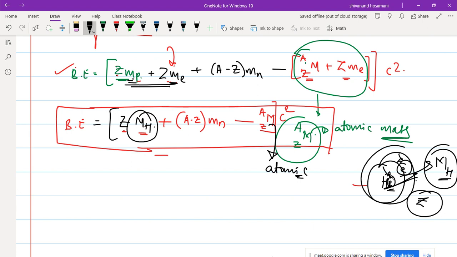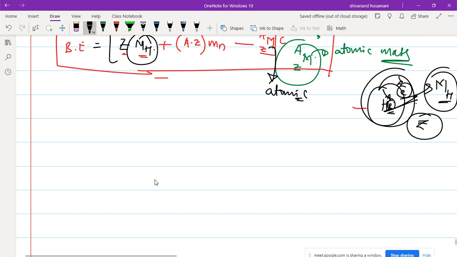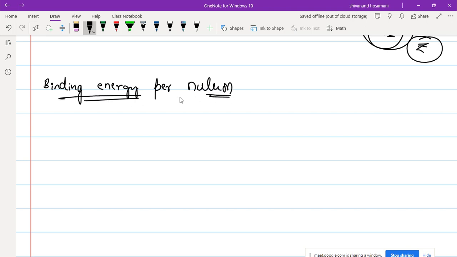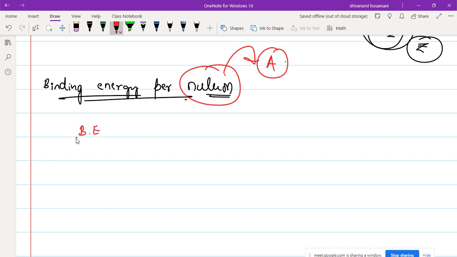You see, the same binding energy can be defined as binding energy per nucleon also. How do you define the binding energy per nucleon here? What do you mean by nucleon? Nucleon is nothing but the total number of nucleons. That is nothing but A. Nucleon means protons plus neutrons, so that is going to be A. So if you take the ratio of its binding energy with the mass number, then it is going to be defined as binding energy per nucleon.